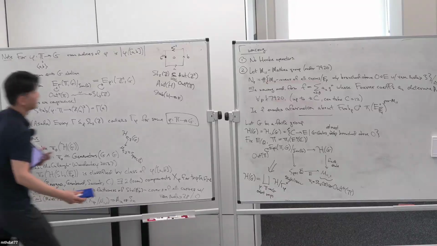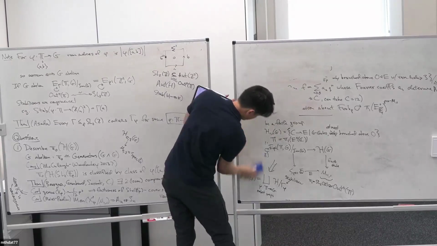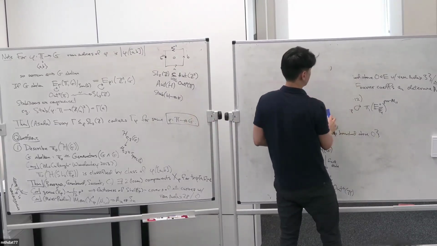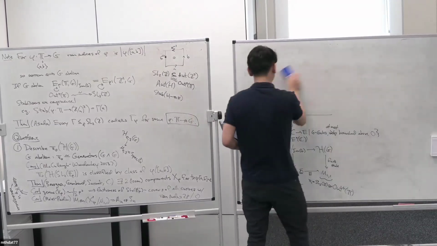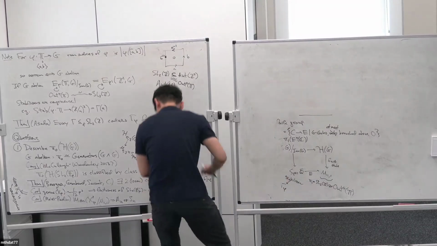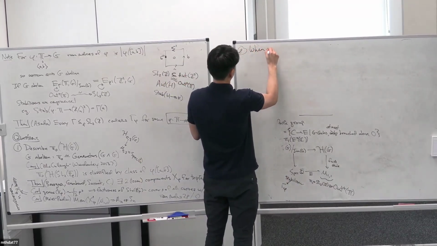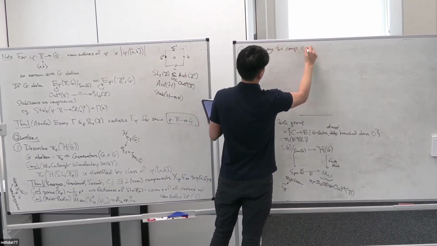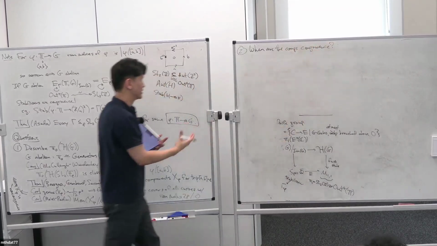Okay. So, oh, you know what? I should have left this. Okay. So the next question is, when are the components congruence? And it turns out this is also a very subtle question.